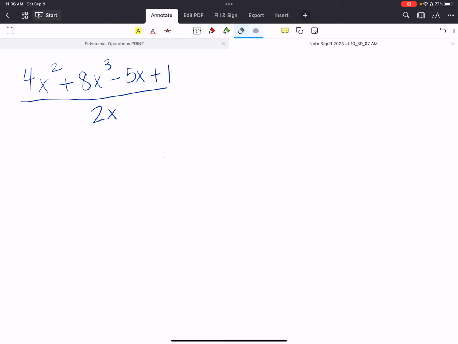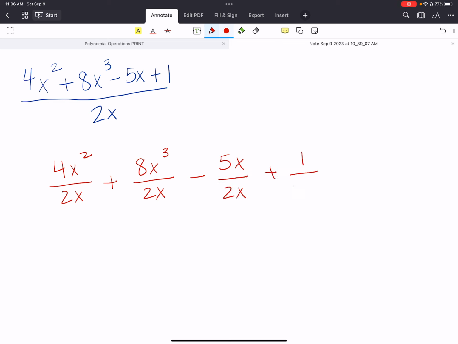So I'm going to divide these fractions or put them separately. So 4x squared over 2x plus 8x cubed over 2x minus 5x over 2x plus 1 over 2x. And once again, I'm going to take each fraction and simplify the coefficients and the exponents. So 4 divided by 2 is 2. X squared minus 1, so 2 minus 1 is 1. So that means there's 1x.